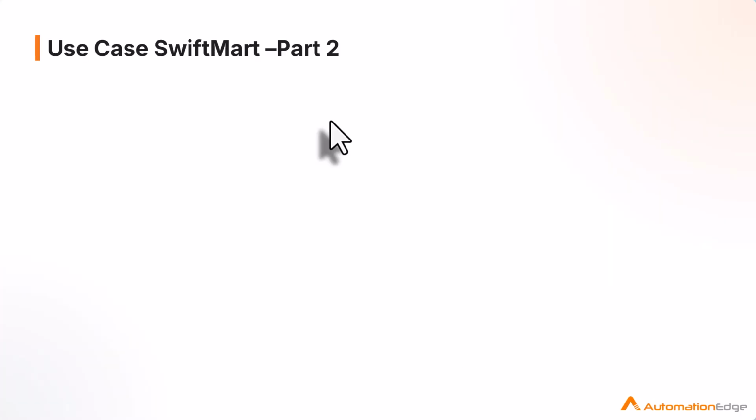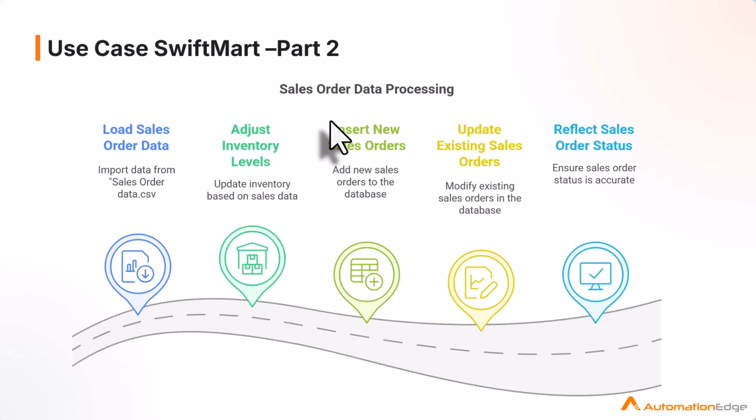So, let me ask you this. What really happens when a customer places an order? First, the system quickly checks, is the product available? If stock is available, the order gets confirmed and the inventory count goes down. If stock is insufficient, the order is politely declined. Simple logic, but powerful in action. And that's exactly what we're going to build in part 2 of our use case.